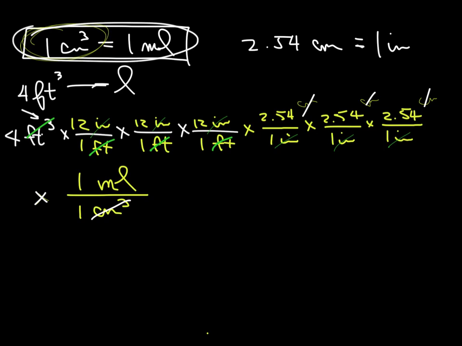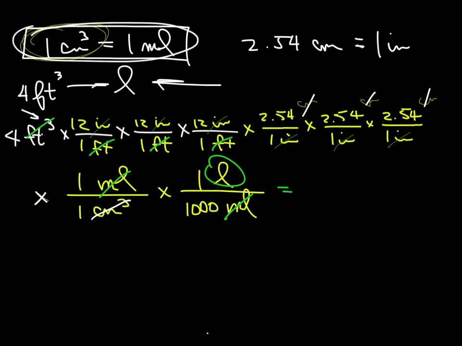Is milliliters what I'm looking for? No, I'm trying to find liters, so I have to keep going. But now I'm in metric, and now I'm in volume, and I don't have any cubes. So I put milliliters down here, and there are 1,000 milliliters in 1 liter. And I can cancel that and cancel that, and I'm left with liters, so I know I'm done. So now I multiply 4 times 12 times 12 times 12 times this times this times this, and then I divide it by 1,000, and I get my answer.